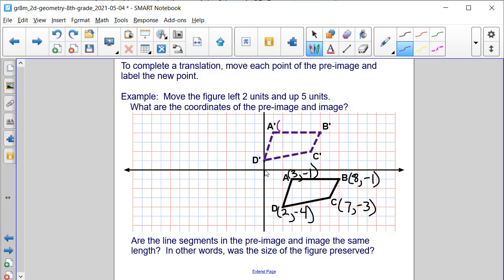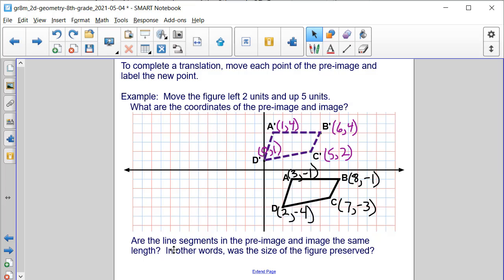So our point A prime is at 1, 4. B prime is at 6, 4. C prime is at 5, 2. And D prime is at 0, 1. Okay, so we took care of that question.